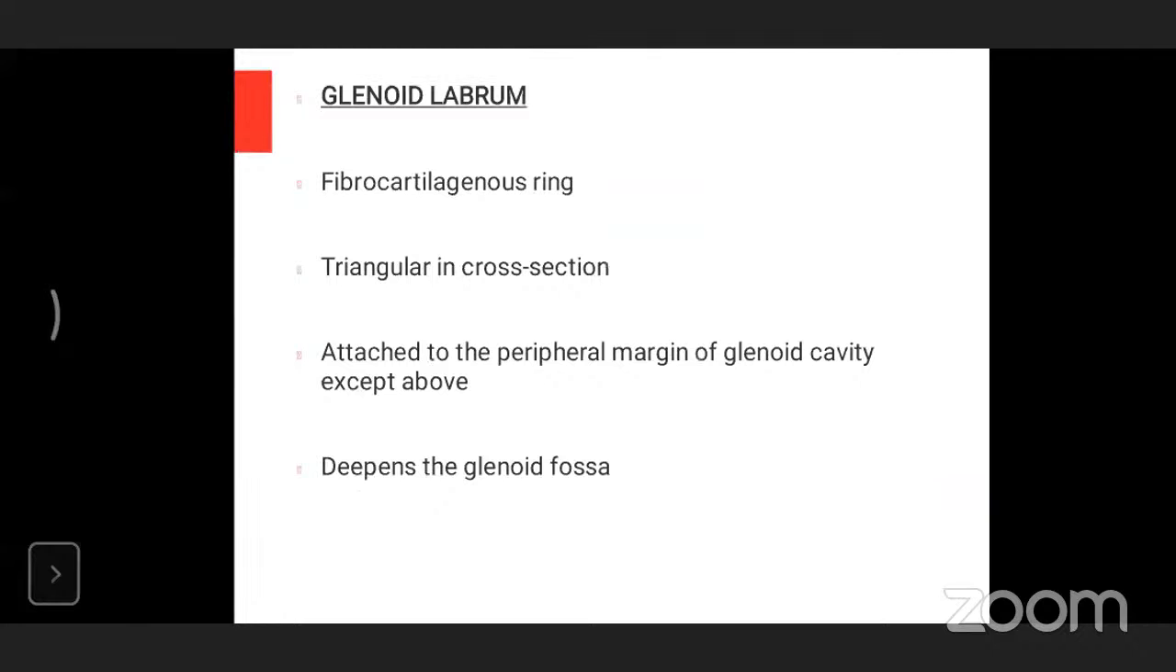Glenoid labrum: it's a fibrocartilaginous ring, triangular in cross section, attached to the peripheral margin of the glenoid cavity except above, and deepens the glenoid fossa.